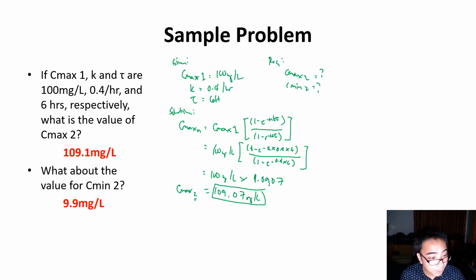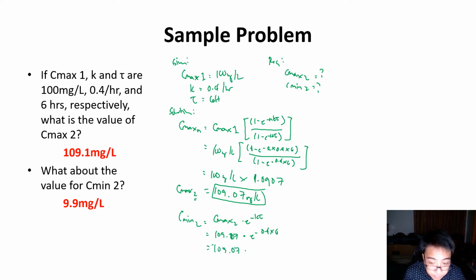Okay, and then to get for Cmin 2, obviously you just need your Cmax 2 times its elimination fraction of drug eliminated. Okay, so therefore Cmin 2 is simply Cmax 2 times E negative k tau. So that's 109.07 times E negative 0.4 times 6. Negative 0.4 times 6. And you get 109.07 times 0.0907. And the answer would be 9.89 milligram per liter. Okay.